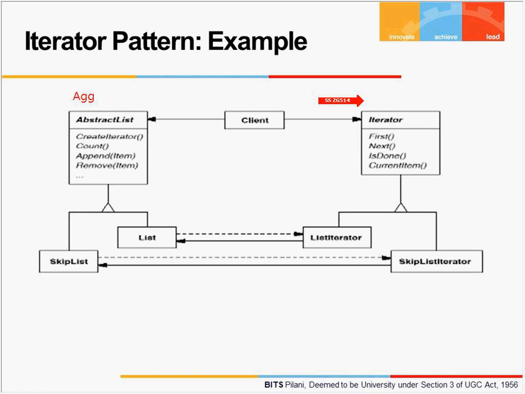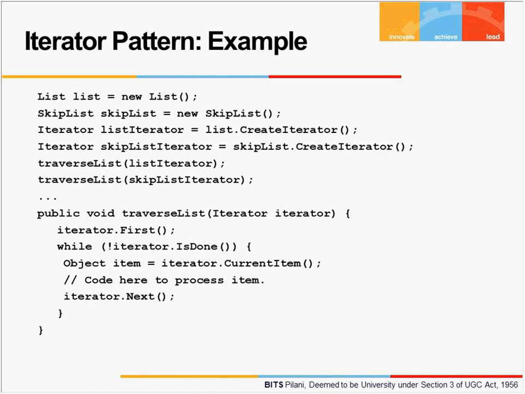The iterator interface has four methods: first, next, isDone, and currentItem. Then there are concrete iterators which are implemented: list iterator and skip list iterator. So when I invoke a list object, I need a list iterator, and when I need a skip list, I need a skip list iterator. With the implementation of the same, we'll be able to understand it in a much better manner.